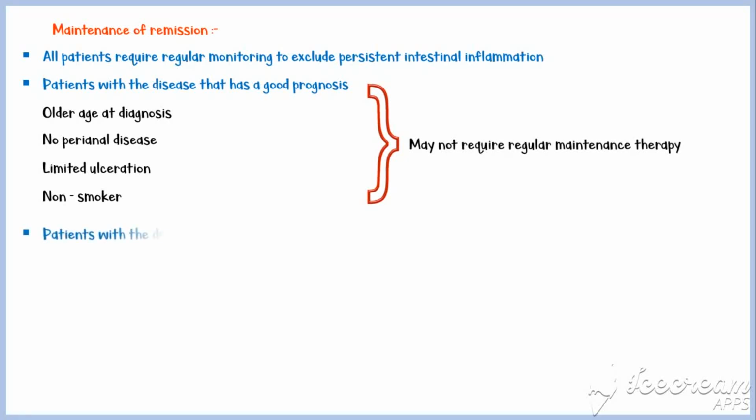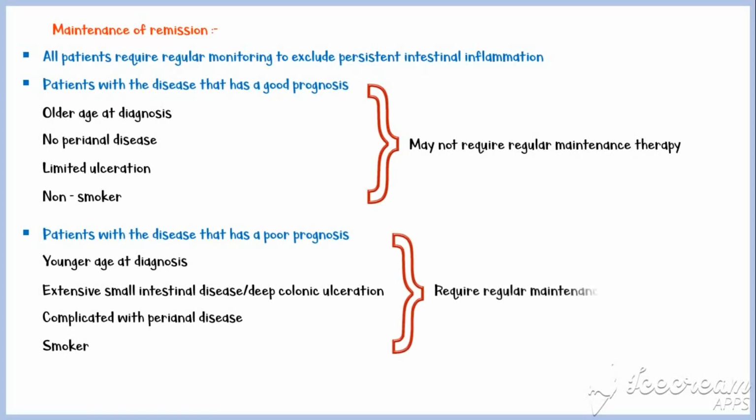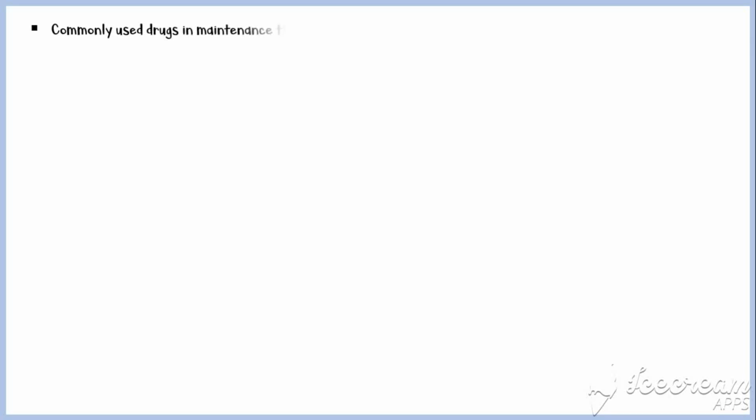But patients with a poor prognosis, like younger age at diagnosis, extensive small intestinal disease, or deep colonic ulceration, complicated with perianal disease, and being a smoker, will require regular maintenance therapy. Commonly used drugs in maintenance therapy include azathioprine, mercaptopurine, methotrexate, and anti-TNF agents like infliximab.